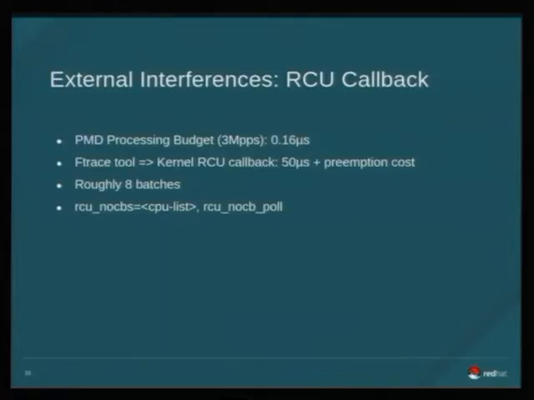That's roughly 8 batches. One solution for that is to disable the RCU callbacks on a specific CPU list, and no CB poll also. But we need to do that, otherwise there is no way to get rid of this.